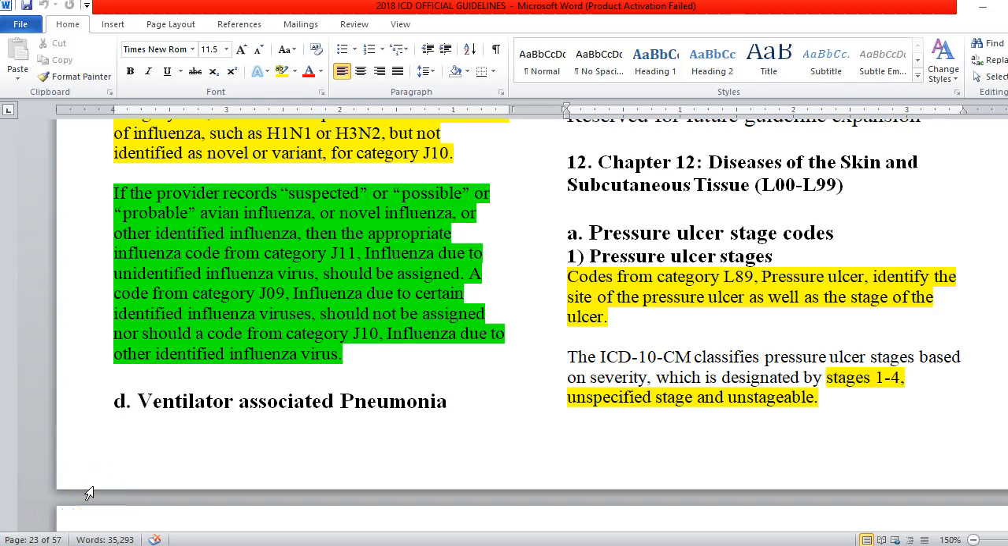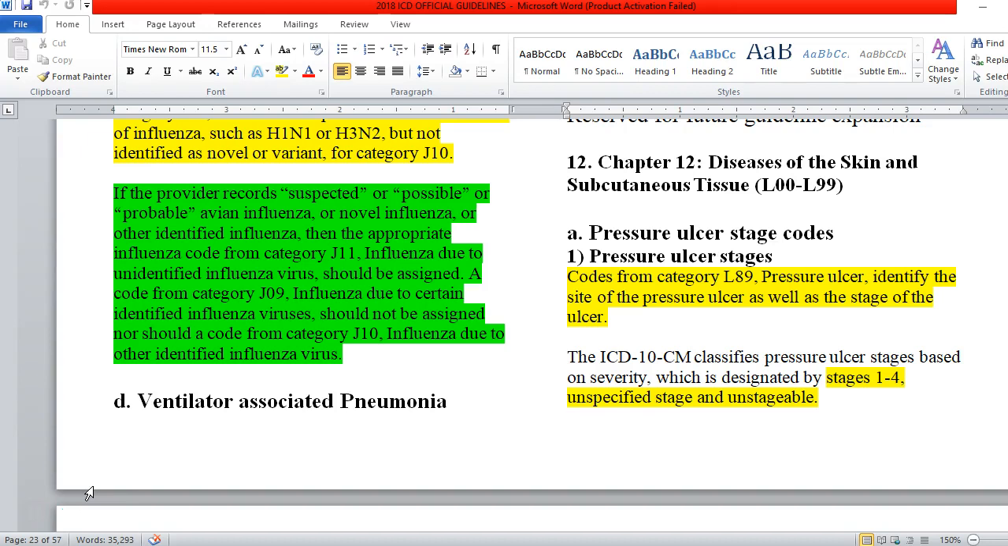Hello coders! Today we're talking about ICD-10-CM coding for Chapter 12, Disease of Skin and Subcutaneous Tissue. These are our L codes. They run from L00 to L99. Now, the majority of our guidelines here are going to be about pressure ulcer stages and pressure ulcer stage codes.